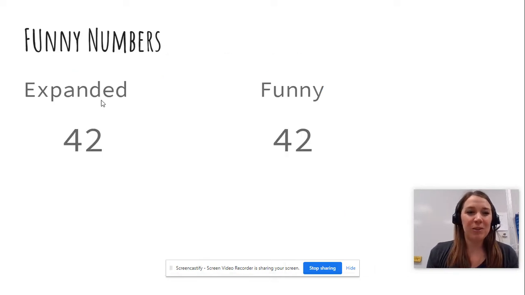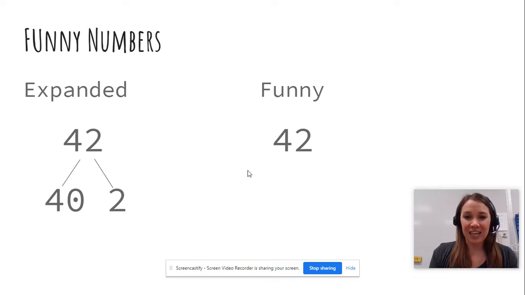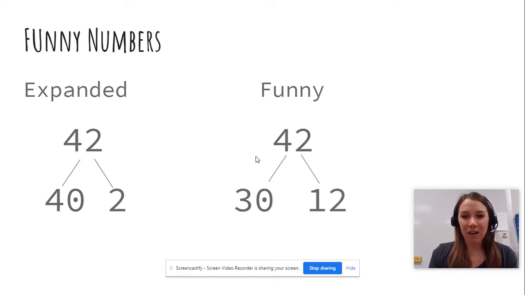Here's some more funny numbers to practice. So 42 in expanded form would split up into 40 and 2. But in its funny number, you'd have to take a 10 and give a 10. What would it be if I took 10 from 40 and gave it to the 2? You're right. It'd be 3012.